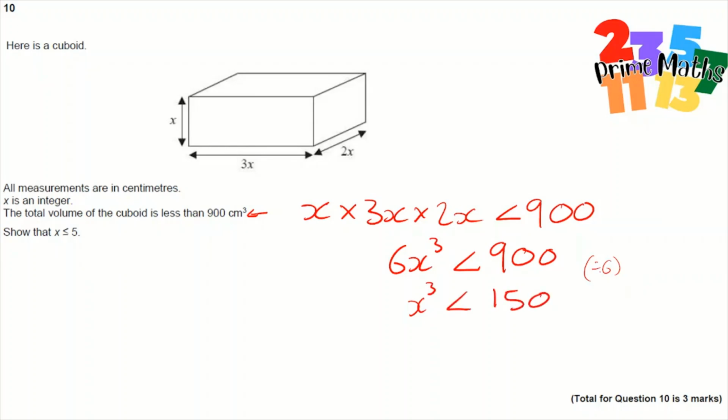We can't cube root this because we're on a non-calculator paper, so we have to show that it is less than 150, so less than 5. 5 cubed is 125, 6 cubed is 216. So from here, because x is an integer, we know that x must be less than or equal to 5. You have to justify this. The cube root of 150 is not 5.